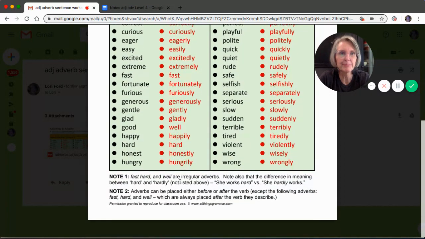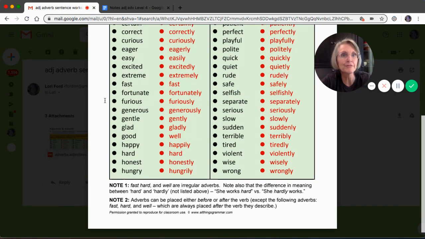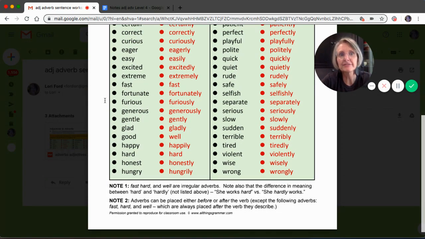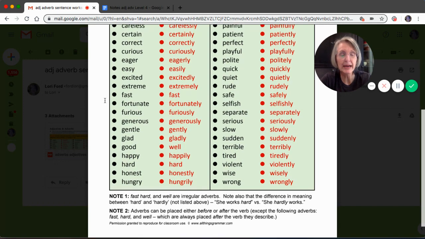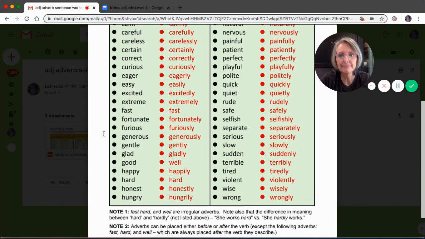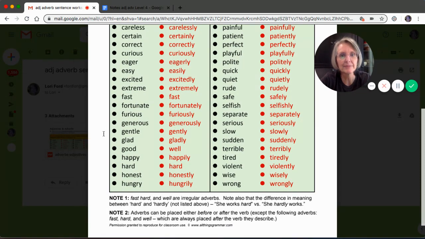Okay, it also gives you a couple of notes at the bottom. So these words right here, fast, hard, and well, are irregular adverbs. Okay, so those are the ones, you'll notice them in the list that they are exactly the same. So fast is the adjective form, and it's also the adverb form. So you can say, the boy was fast, and you can say he ran fast. So it's the same for both of them. The same is true for hard, and the same is also true for well.